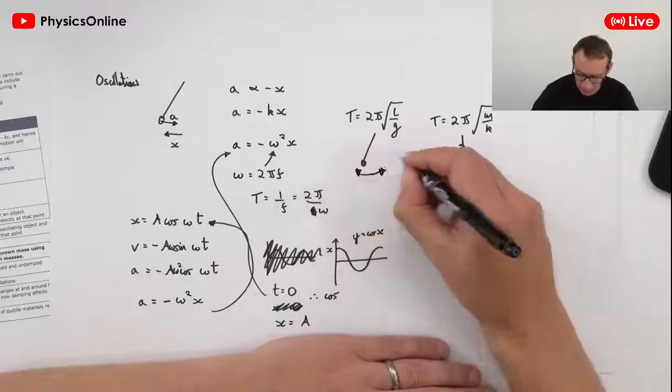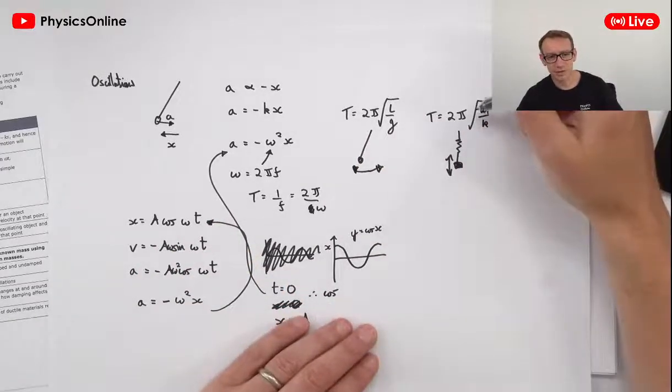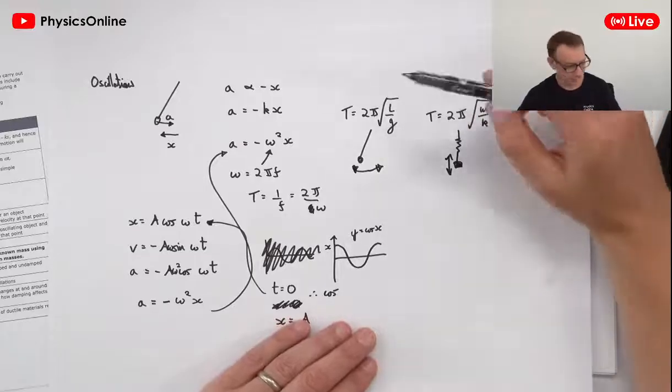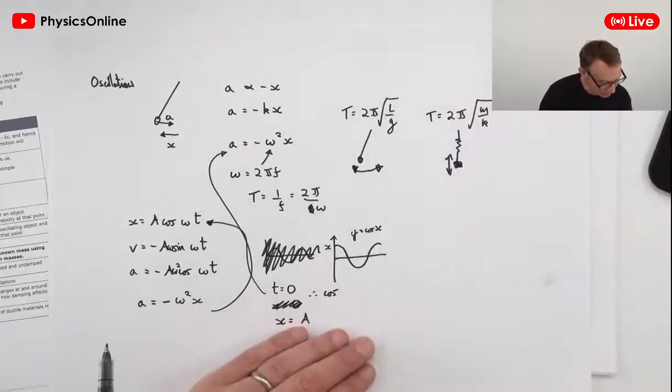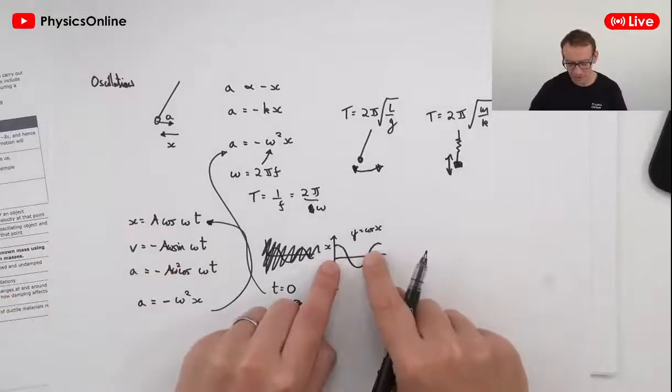Okay, so these are the two classic examples, and most things can be modelled either as an oscillating spring system or an oscillating pendulum. We also know from this, and actually this is the displacement-time graph.